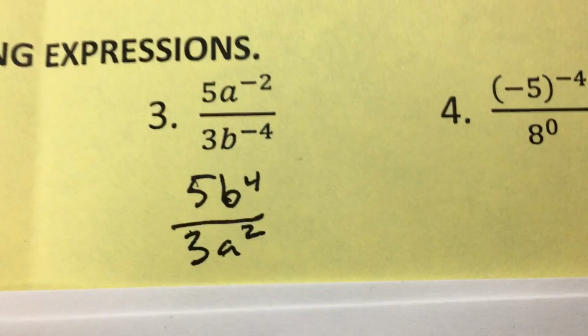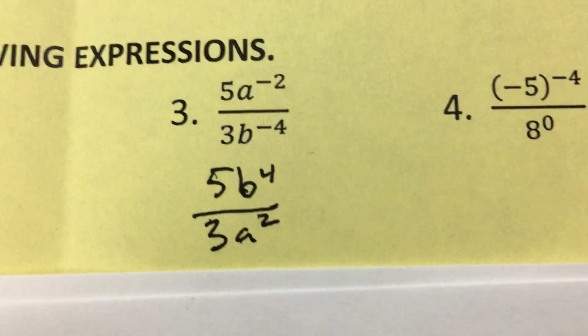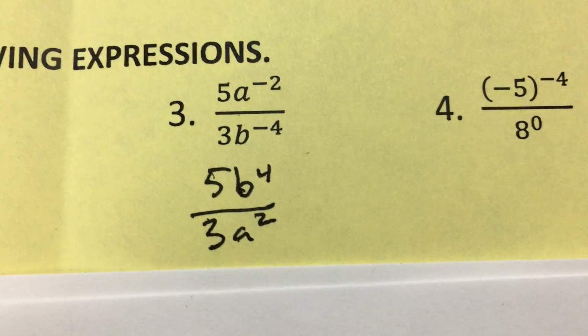All we did was we changed the location of where the negative exponents were. They changed from the top to the bottom or the bottom to the top, and their exponents became positive.